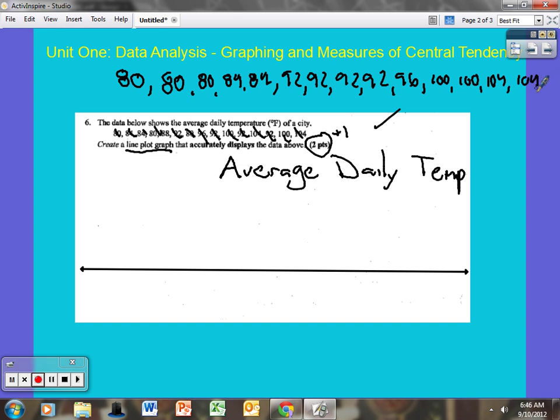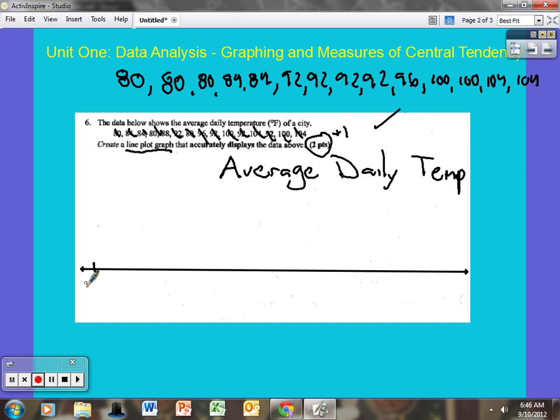Taking a look at this data, now I need to make a line plot. Now, remember the thing with line plots. Some of us like to just go, oh, 80, 84, 92, 96, 100, 104. Remember, you must not just plot the data that's there if you're making your intervals. I may make intervals going by 2s, 4s, 6s, or 1s. The nice thing about this data is it works out great if I go by 4s.